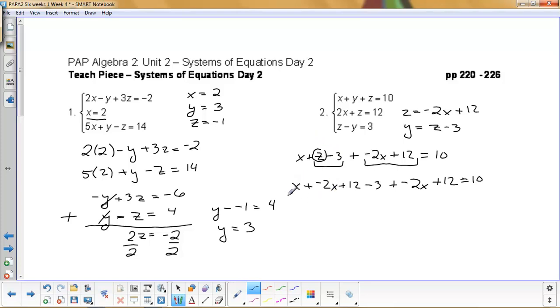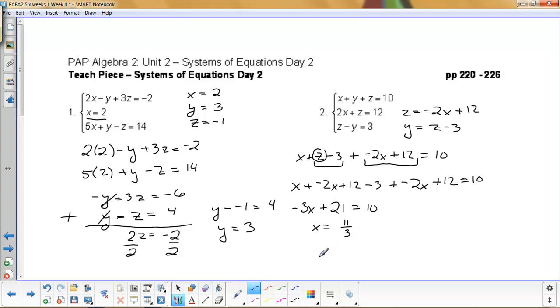Okay? The total number of x's I have is 3. The total number of numbers I have is 21. And that's a negative 3. Equals 10. Solving this for x, you get x equals 11 over 3.